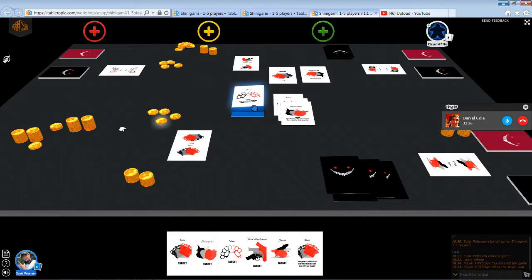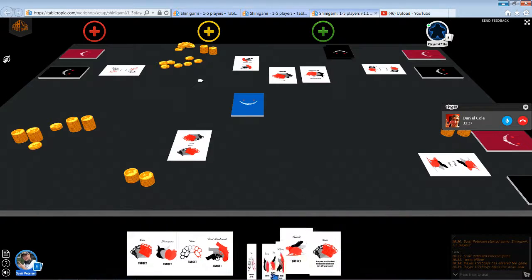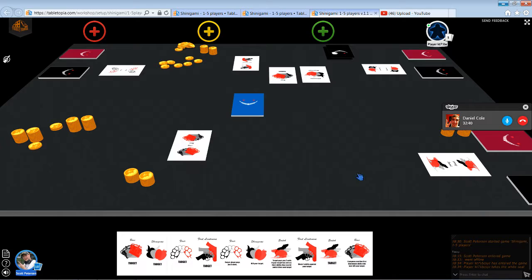So once the round is over, we put all the events back and shuffle them up, and then we take all our abilities back so we can use them in the new round, and then we'd start the next round.